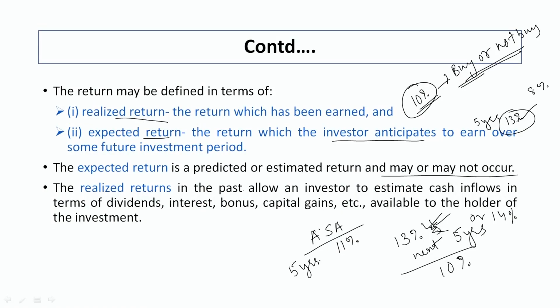It may happen or may not happen, but in case of realized return, it allows the investor to estimate the cash flows that happened in the past in terms of dividend, bonus, capital gains, etc. that a particular holder of the security had. So he can assess on the basis of that, okay, this particular ASA stock has provided 11% return to the investor in the last 5 years. On the basis of this, I am predicting that it is going to provide 13% return in the next 5 years. It may happen or it may not happen. So the investor has to be very critical about this particular calculation.